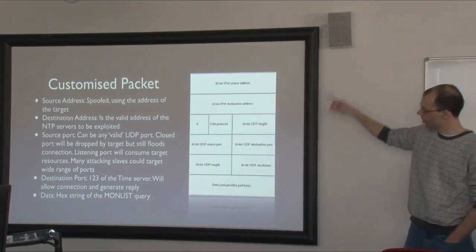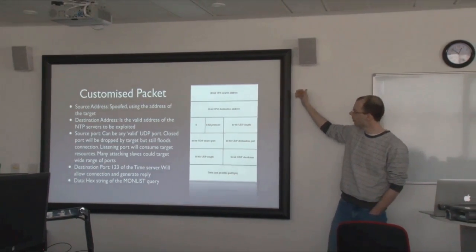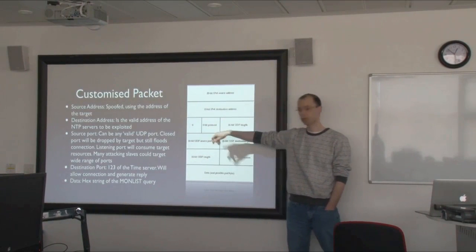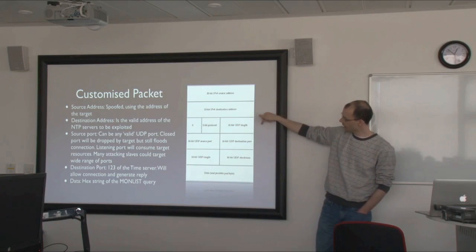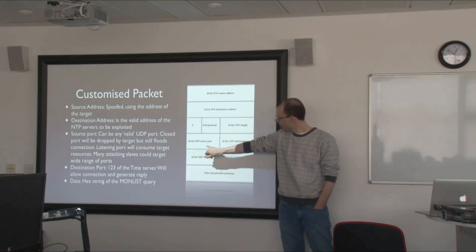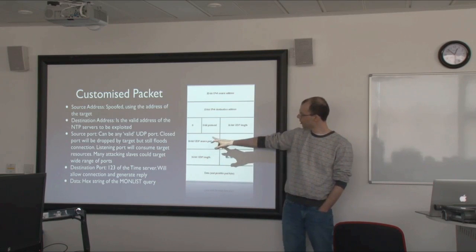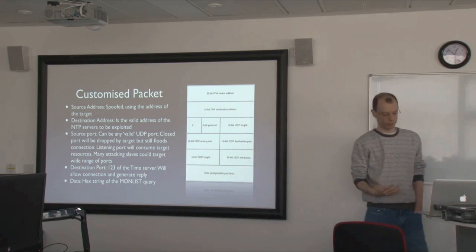So, okay, it's a quick diagram of what a UDP packet would look like. You've got the source address and destination address at the top, what protocol you're using. I'm going to set that to the NTP protocol. You've got how long this particular packet is, and the source port and destination port. And I'm going to be playing with the source port and source address to allow me to reflect to my target.